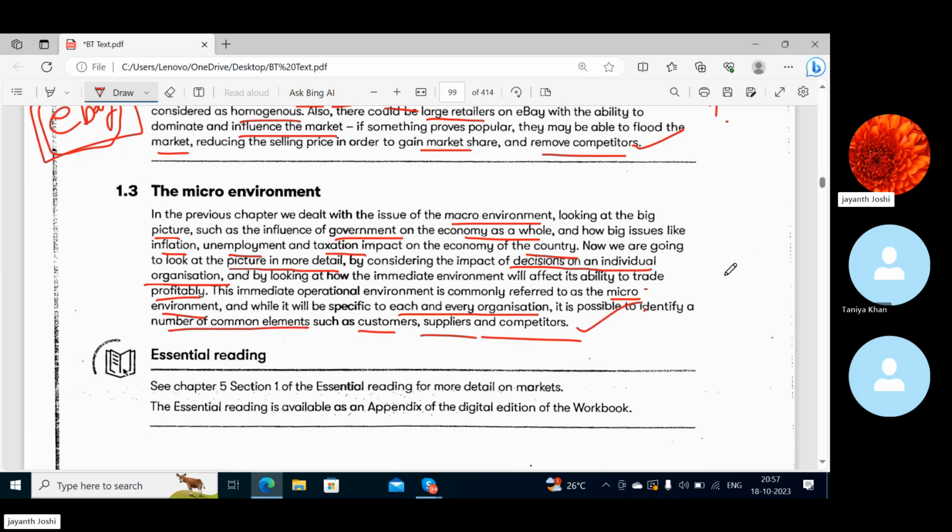So, every business has its own issues, problems, and its way of performing its activity. But there are certain exposures they may have, okay, and certain common elements they have. Every business will have the same kind of elements with whom they deal, that is customers, suppliers, and competitors.